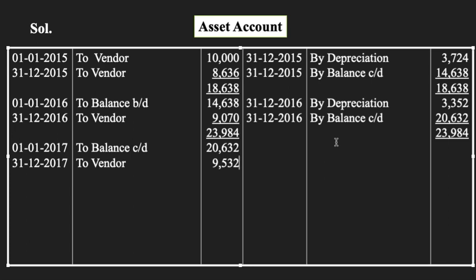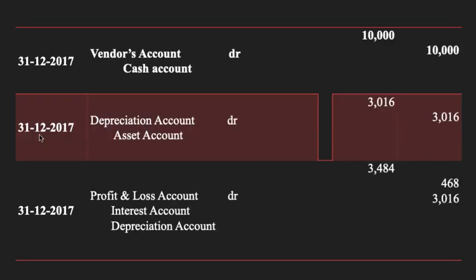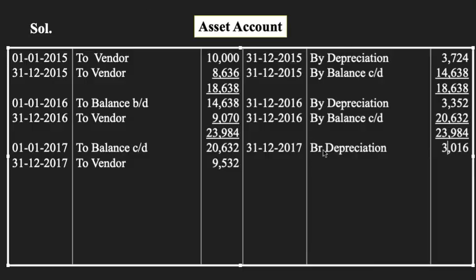We are going to write down here by depreciation. We'll see the amount. So we have here on 31st/12/2017 depreciation account debit to asset account, and the amount is 3,016 rupees. So we are taking the same amount by depreciation, 3,016 rupees. Now we are going to close the balance for the year 2017.